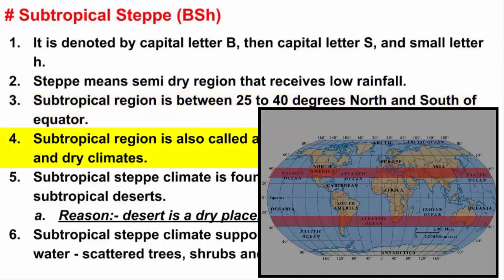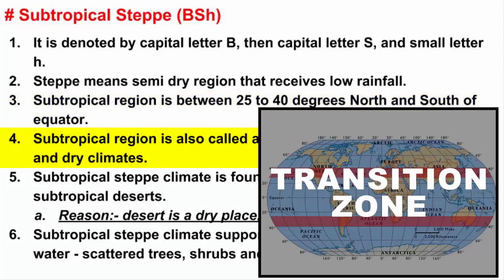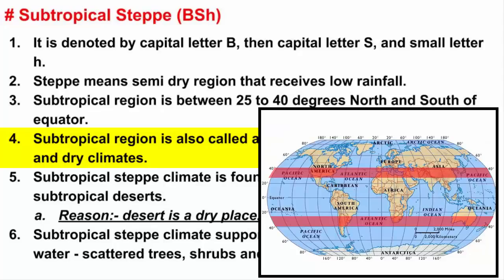So this subtropical region is also called the transition zone between humid and dry climates, because at the north of subtropical region, you'll find temperate zone, and the temperature is cold in temperate zone. And cold temperature leads to dry climate because moisture is low in cold temperature.